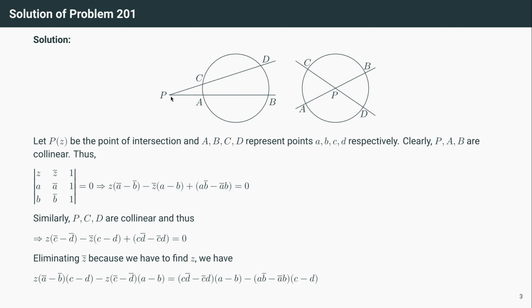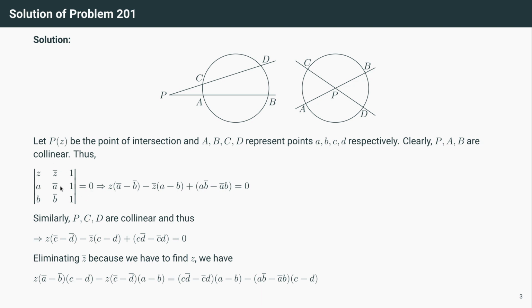So let P be represented by z, and A, B, C, D represent points a, b, c, d. So clearly P, A, B will be collinear and P, C, D will be collinear. So from the equation of a straight line we know that the determinant with rows z, z bar, 1; a, a bar, 1; and b, b bar, 1 would be 0. So we solve this determinant. Note that we have not yet discussed determinants, so it's an advanced problem. You have to know both determinants and complex numbers to solve this.